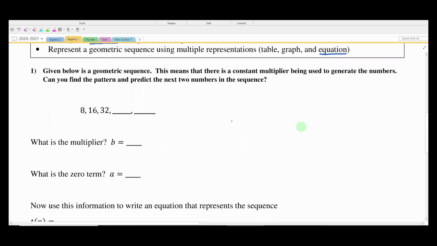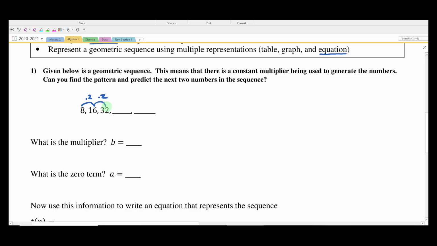We have a sequence here. Remember, a sequence is just a list of numbers, right? So we have this list of numbers here: 8, 16, 32. Usually when we show you these lists of numbers, they have some kind of pattern. If you examine this long enough, you'll probably conclude that the pattern is multiplying by 2. Every time we go from one term to the next, it's a multiplication of 2. So 8 times 2 is 16, so if I go from 8 to 16, we multiply by 2. And if I multiply by 2 again, 16 times 2 is 32.